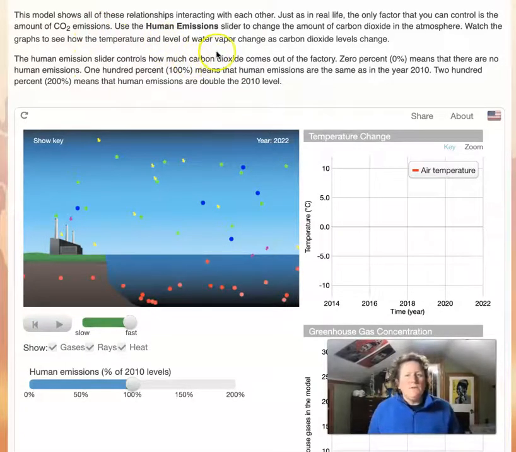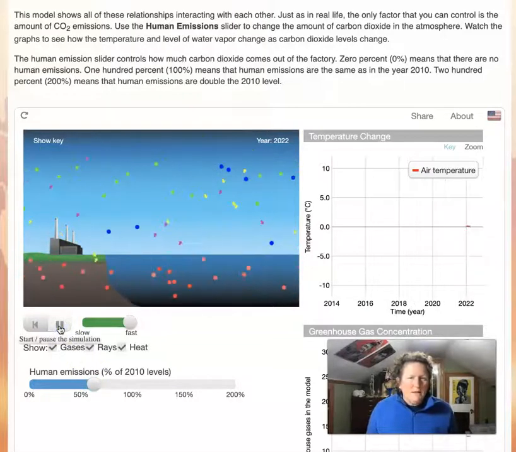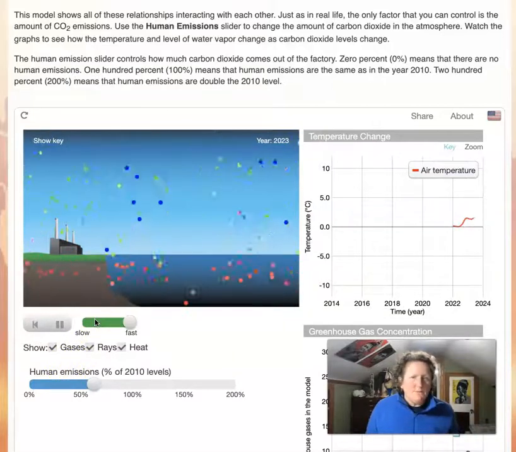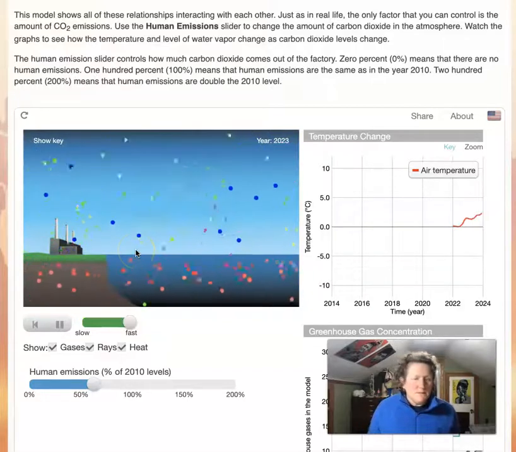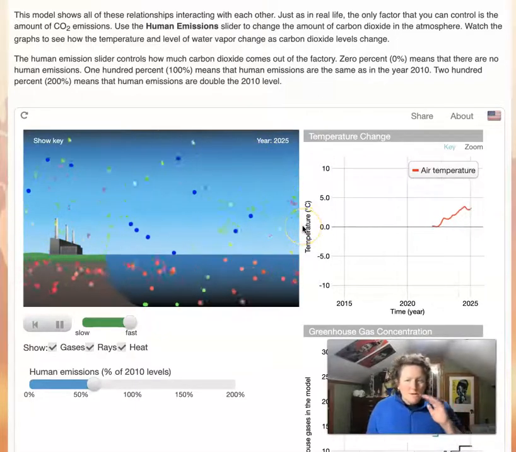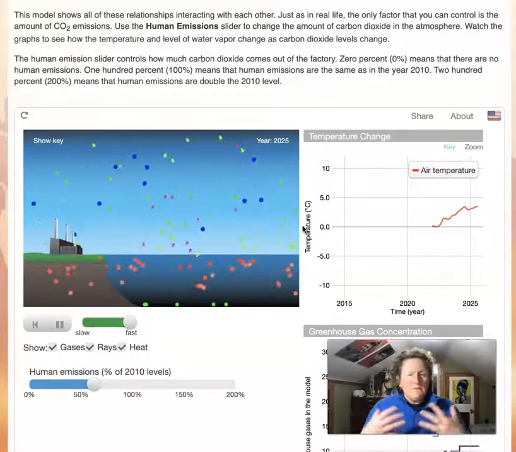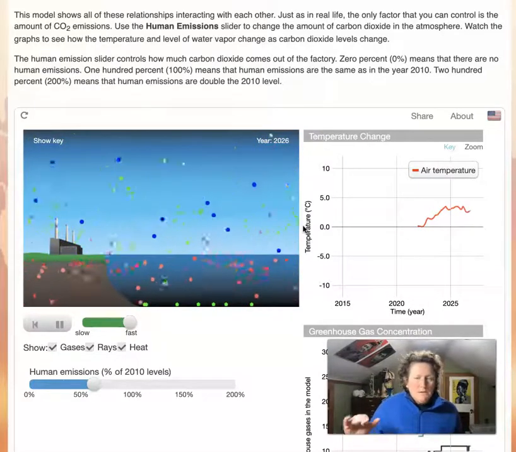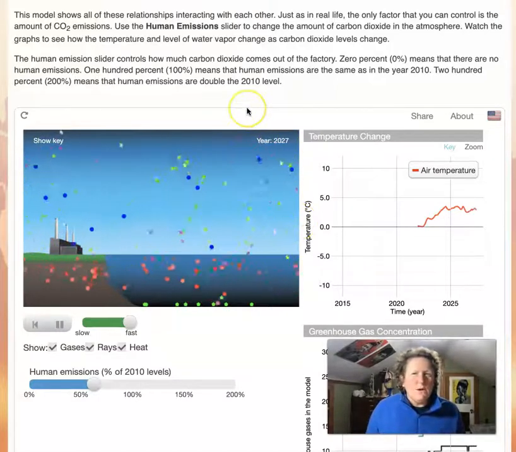Use the human emission slider to change the amount of carbon dioxide in the atmosphere. So we can lower the amount of emissions and run the model like that. I'm going to let the model run at that level for a while and see what happens to the air temperature. Even when we crank down the emissions, the air temperature isn't going to go down for a while because there's a lot of lag time for the planet to respond to the lower carbon dioxide level.